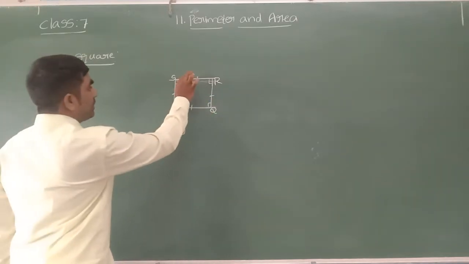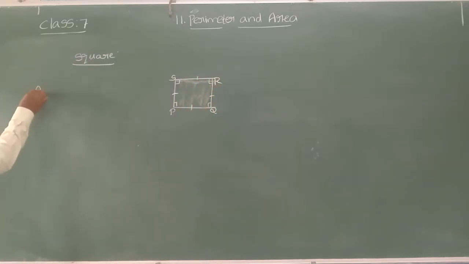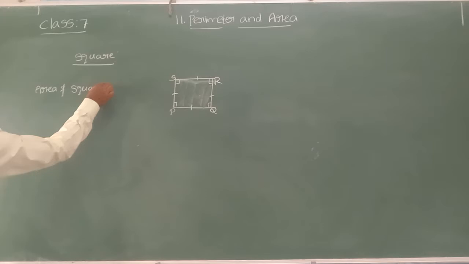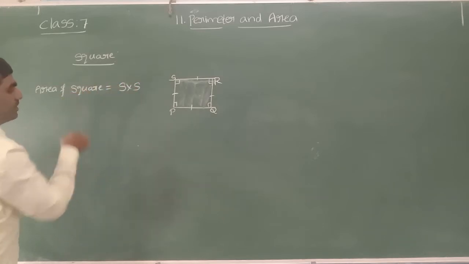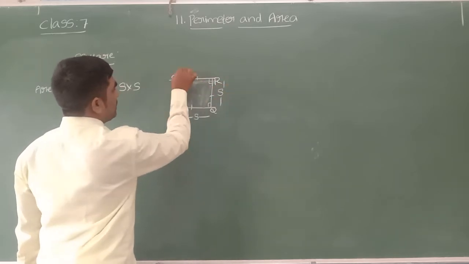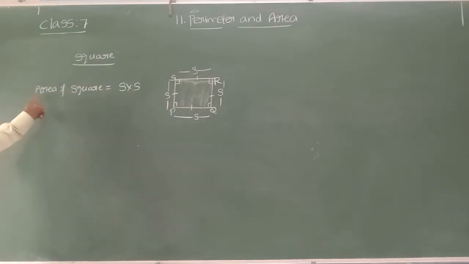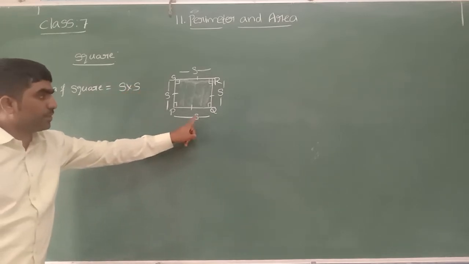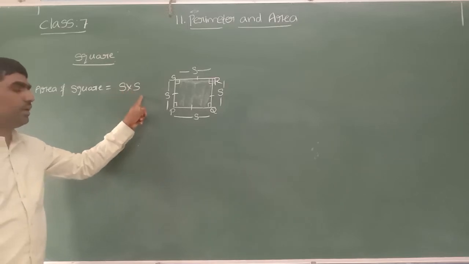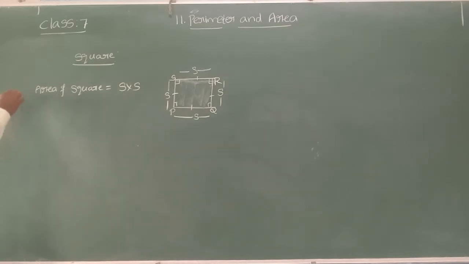Now let us see how to find the area of this square. What is the formula to find the area of a square? Area of the square is equal to S into S, I mean side into side. Let me take the length of the side as S. All four sides are equal because it is a square. If the side is 10 centimeters, 10 centimeter into 10 centimeter is 100 square centimeters. Like that you can find the area of a square.